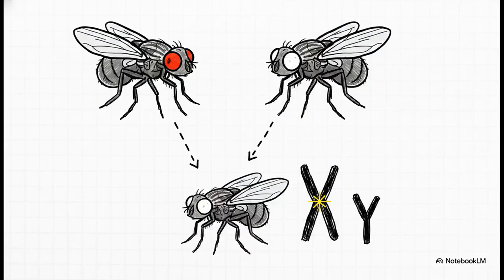So Morgan takes this anomalous white-eyed male and breeds it with a regular red-eyed female. Eventually, in the second generation of offspring, the white-eyed trait reappeared, but with a massive catch. It only showed up in the male flies. By breeding them, Morgan figured out that eye color was directly tied to the biological sex of the fly. Since males have one X and one Y chromosome, a single mutant allele on their sole X chromosome gave them white eyes. This was a literal game changer. It proved for the absolute first time that specific genes live on specific chromosomes.